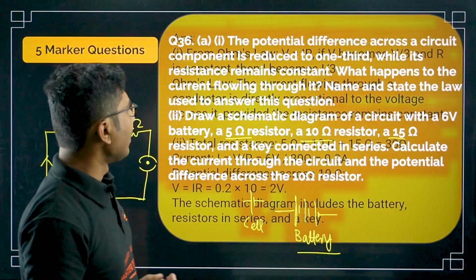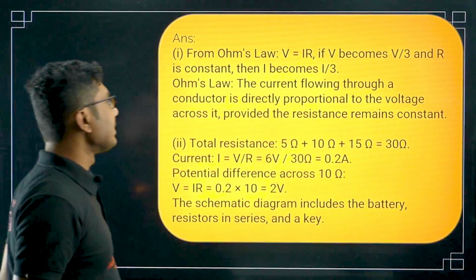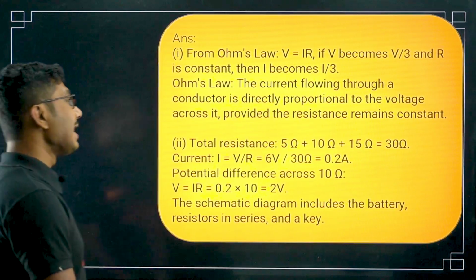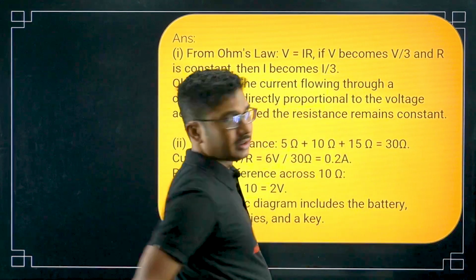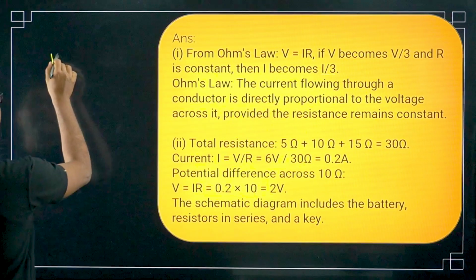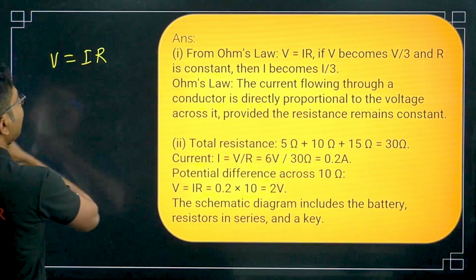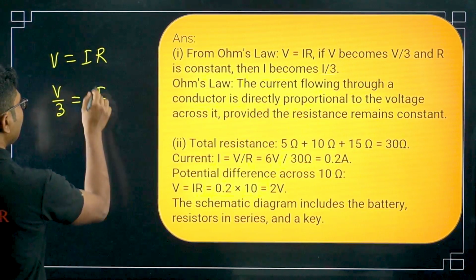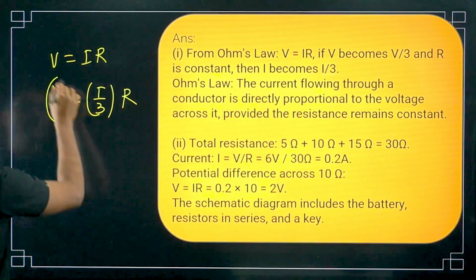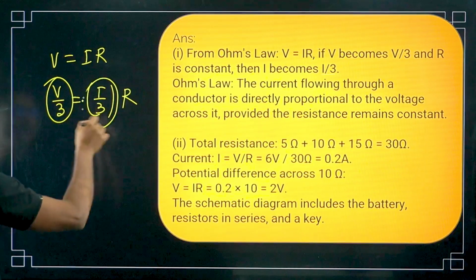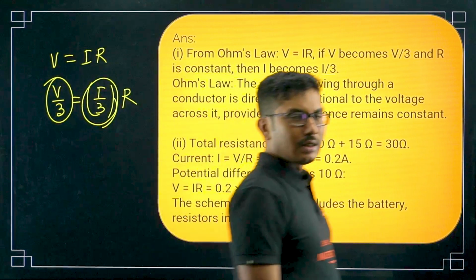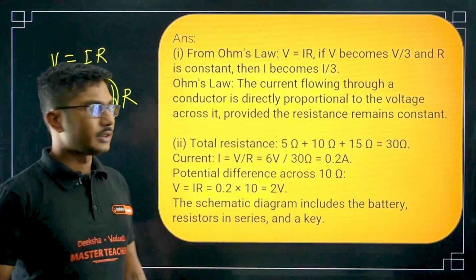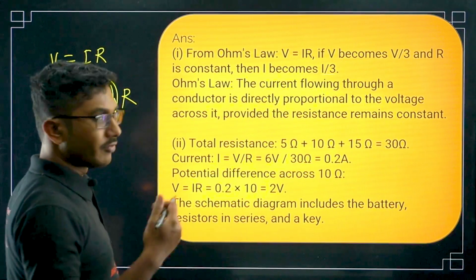Okay, now let's see. First is obviously V is equal to IR. If V becomes V by 3 and R is constant, then obviously I will become I by 3. Easy. So V equals to IR. Now if you divide both sides by 3, then you will get I by 3 into R. Now if voltage is becoming V by 3, then current will also be reduced to 1/3, right? So if voltage is reduced to 1/3, current will also reduce to 1/3. Okay, now the law that governs is basically Ohm's law.